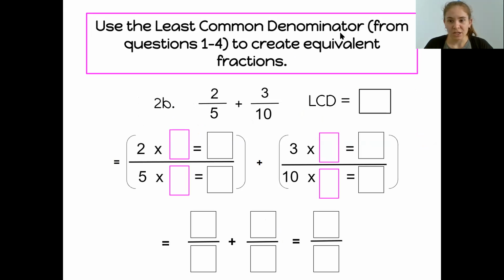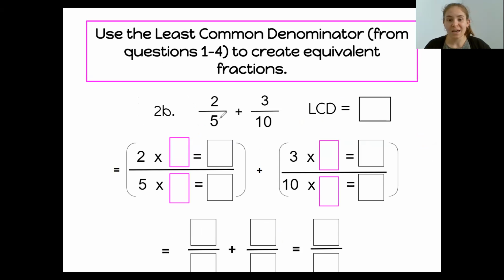We're going to 2b here. And so at the top, you can see we have the same fraction that we had on the previous slide. We're still doing 2/5 plus 3/10. We already know that our LCD is 10, right? We solved that on the last slide. And so when we're making these equivalent fractions, we want to make sure that we're finding a new denominator of 10. 10 is going to be our new denominator.